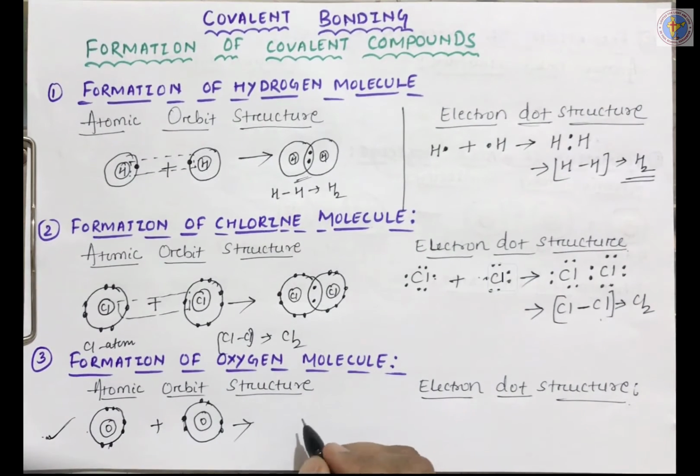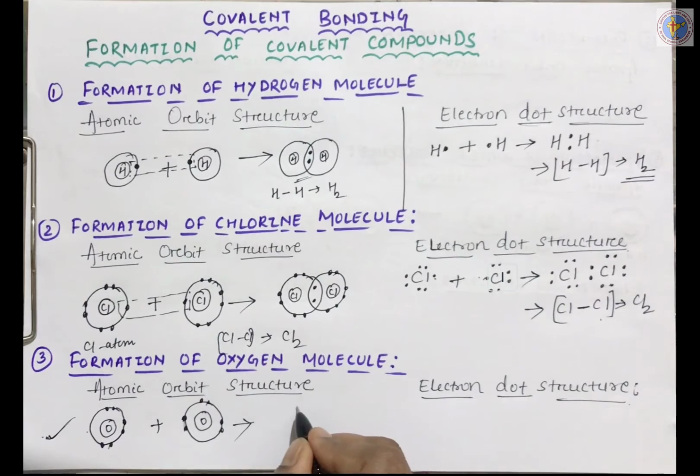So after combination, what will happen, children? The oxygen atoms will share electrons, because you know that an oxygen atom has 6 electrons in the outermost shell. They need 2 more electrons to attain the stable electronic configuration, right? So here you will see that the sharing will take place between 2 pairs of electrons. Here you are going to see a double bond, because 2 pairs of electrons are shared after the combination.